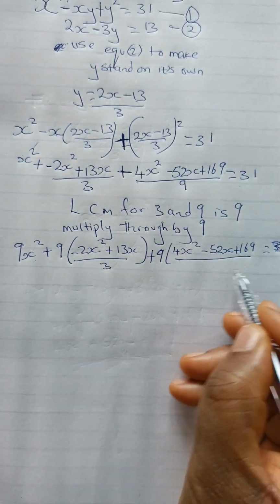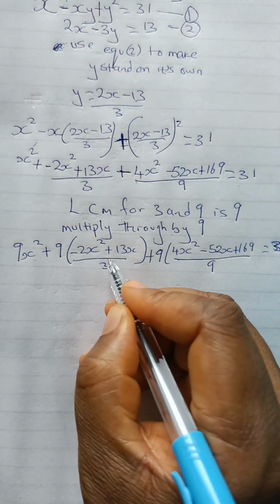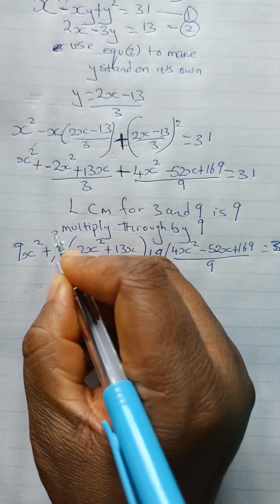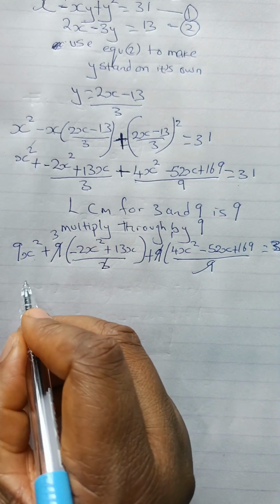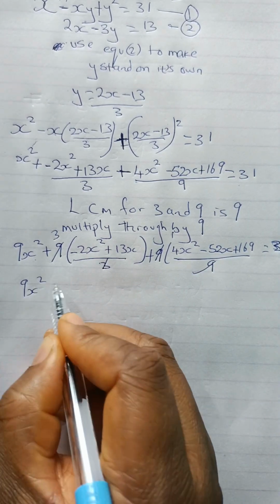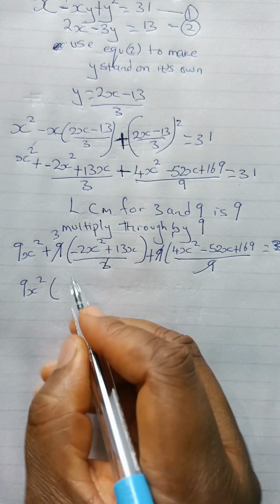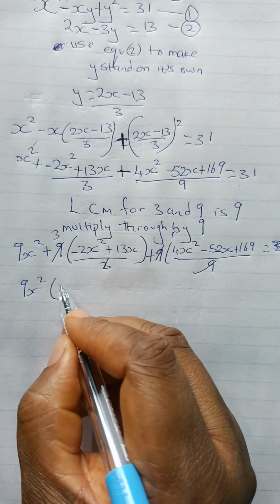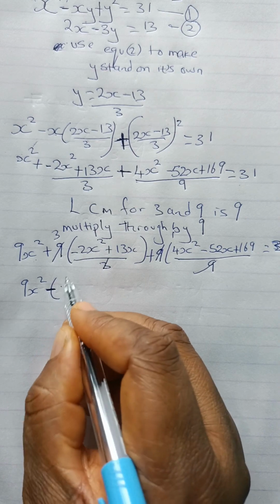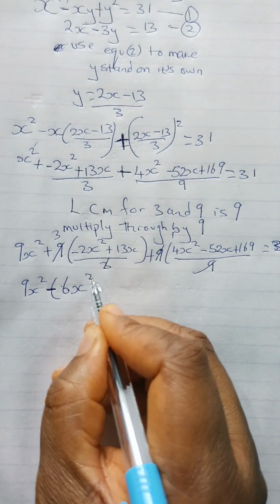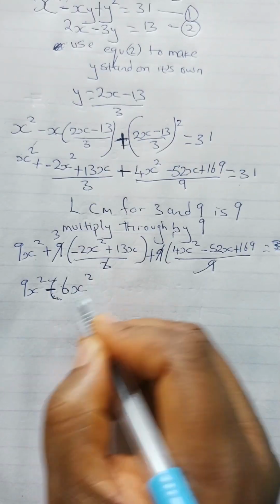Let's not forget our 9 here. So 9 will divide this to have 3, 3 divide this 3, and 9 divide this 1. So now we're left with 9x squared, 3 times this. Plus times minus will become minus. We don't even need our brackets again. So it becomes minus 6x squared.